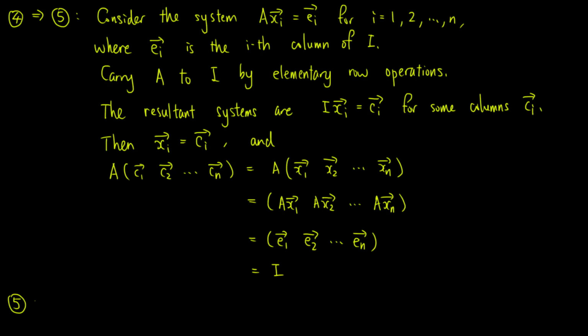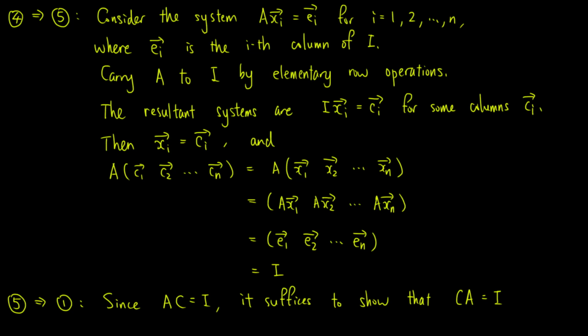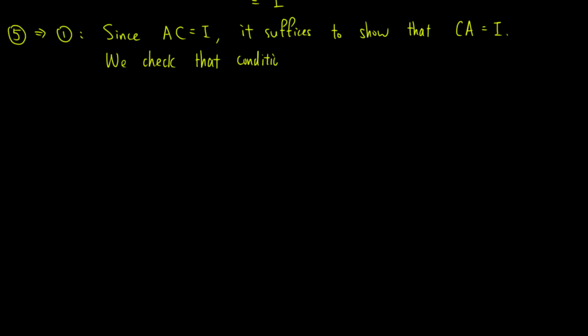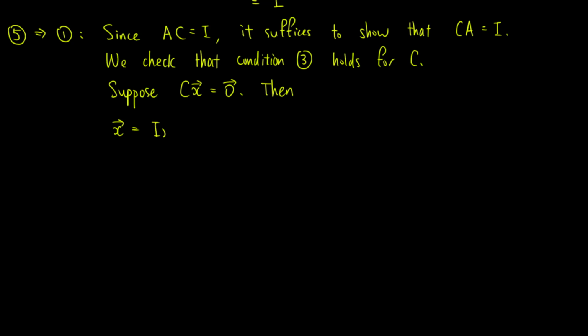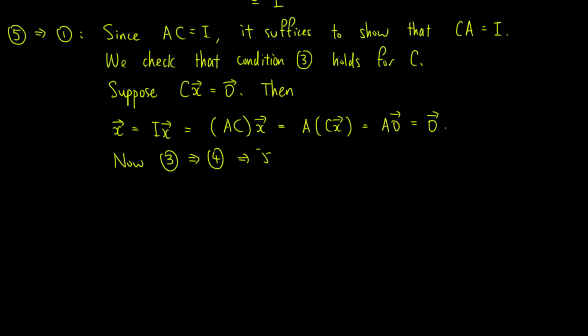Lastly, to show that the fifth property implies the first, we just need to show that the other half of the definition of A being invertible holds, in other words, C times A equals I. What we will do is that we check the third condition holds for C. So we assume that C times x equals 0 and show that x equals 0. We have x equals I times x, which equals bracket A times C times x. By doing the latter multiplication first, we have A times bracket C times x, which equals A times 0 by assumption, which is just 0. Now the third condition holds, so from the above arguments, we have the fourth condition and also the fifth condition.